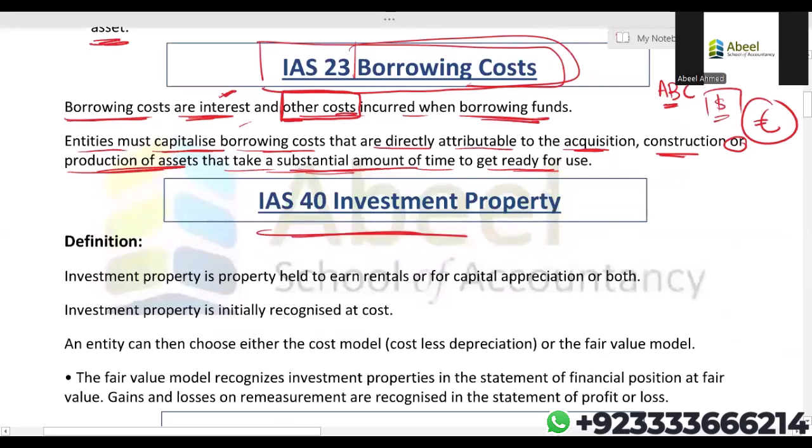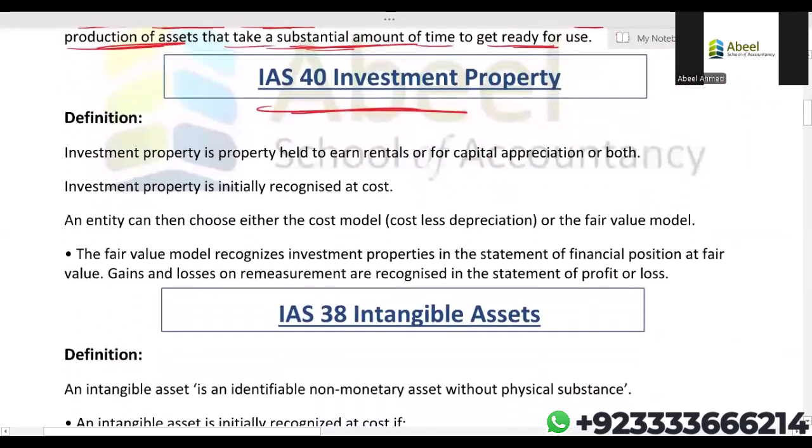IAS 40 investment property. Definition: investment property is a property held to earn rentals or for capital appreciation. Let's say your company has bought a land, and they're waiting for some time. After that time, they will be selling that land. So simply, that is capital appreciation. It means you bought that property for capital appreciation. And there is one more, both.